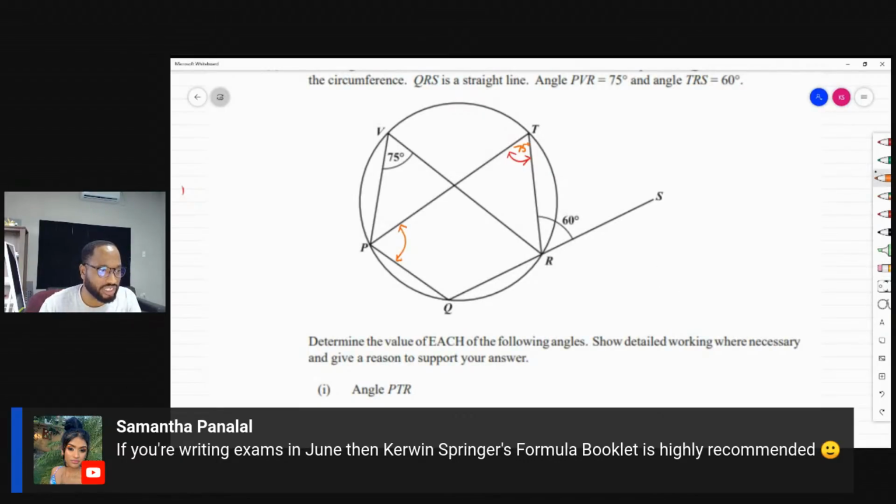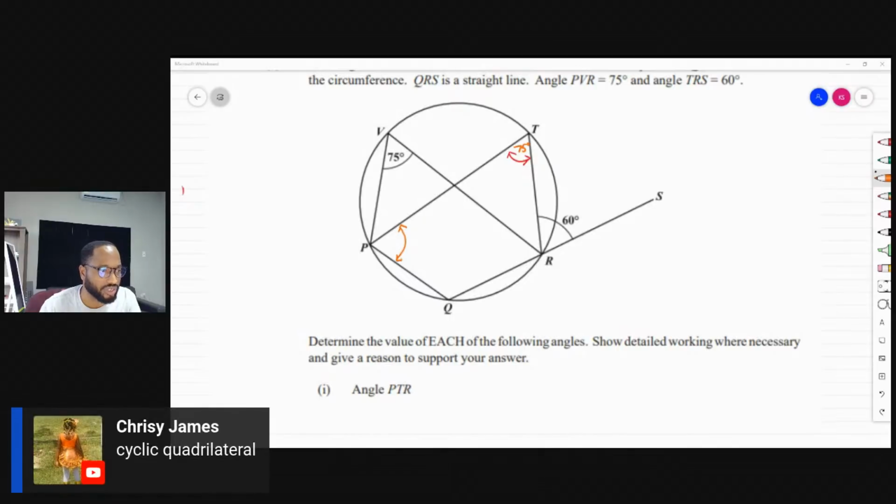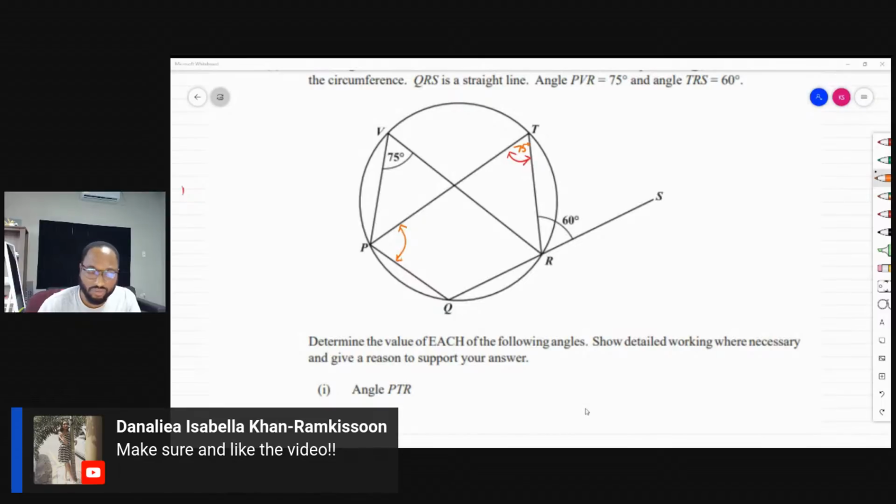Cyclic quadrilateral is correct. Opposite angles in a cyclic quadrilateral. You're going good. So all of you all have good things there. This angle here will have to be 120. So you need to explain that.